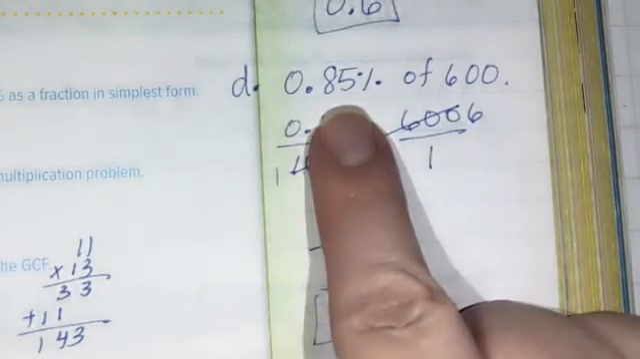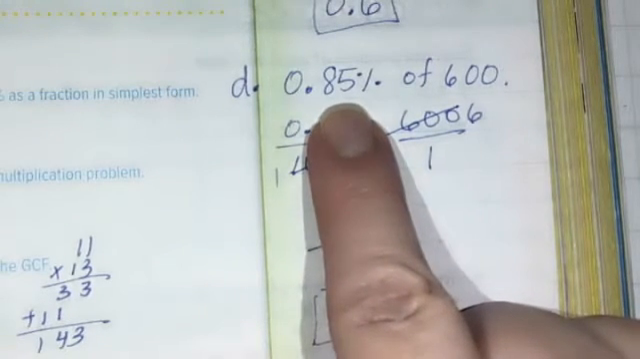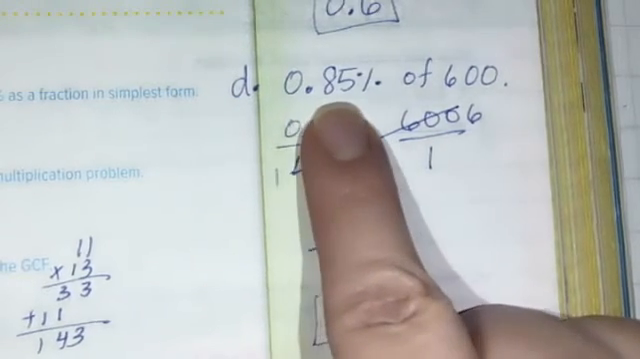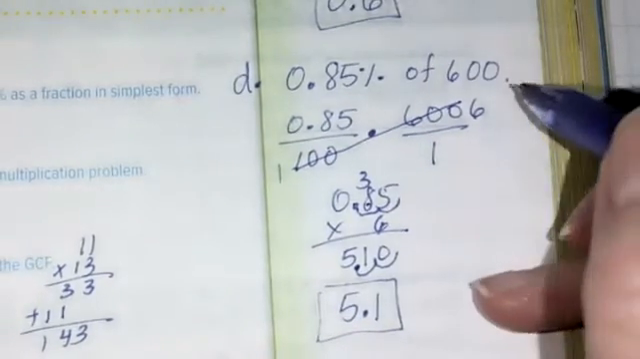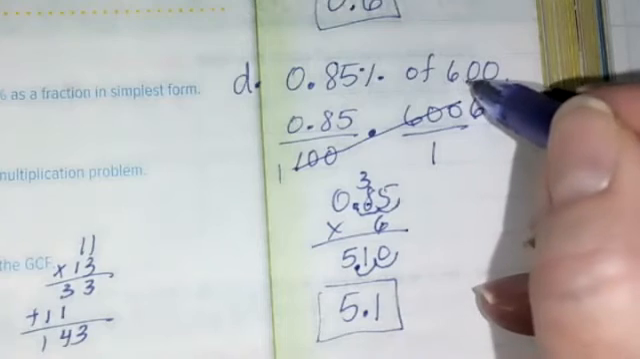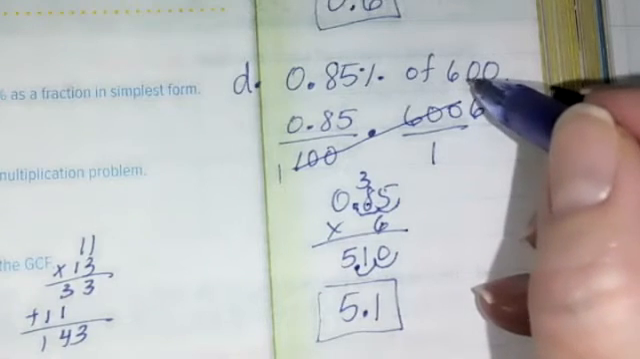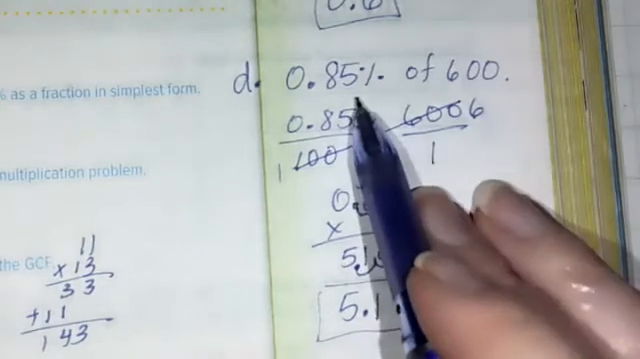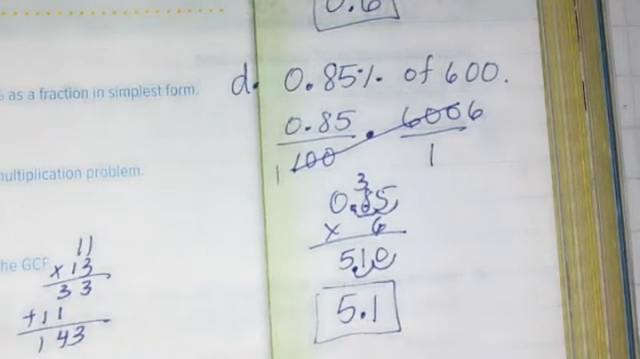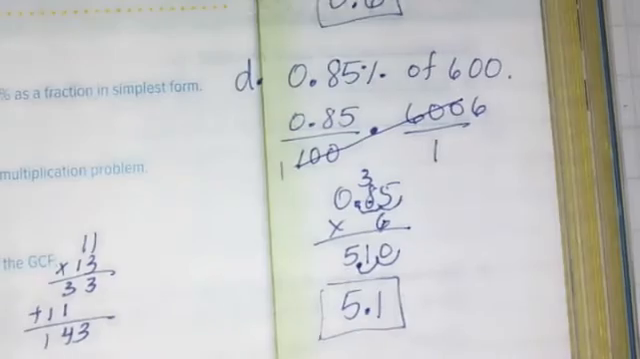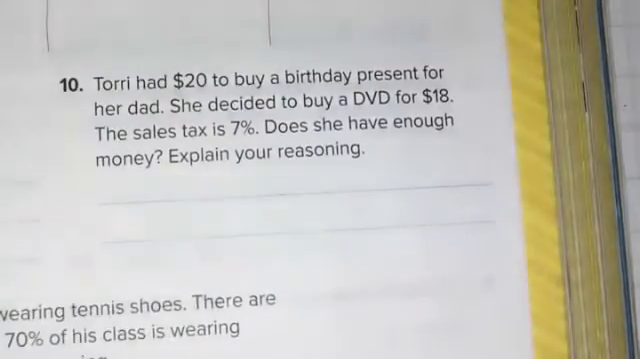Okay, and then we want to just check for reasonableness for our answer. 0.85% is pretty close to 1%. 1% we would find by moving our decimal 2 places to the left. If 1% is 6, then it's a reasonable answer to say that 0.85% is 5.1. So that is a reasonable answer. Okay, let's turn the page to 150.